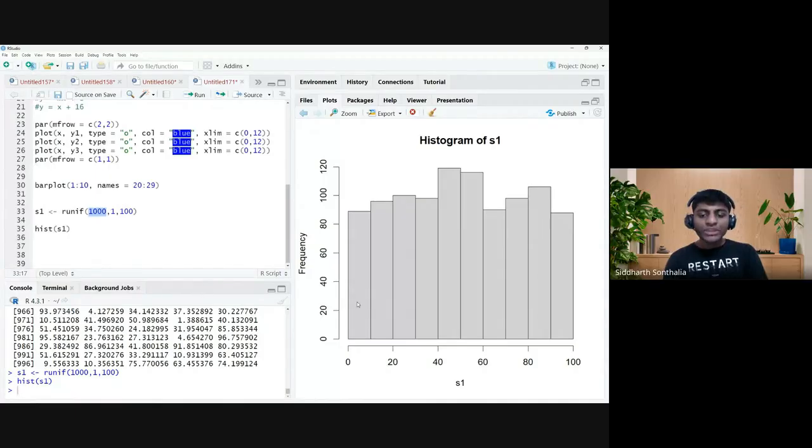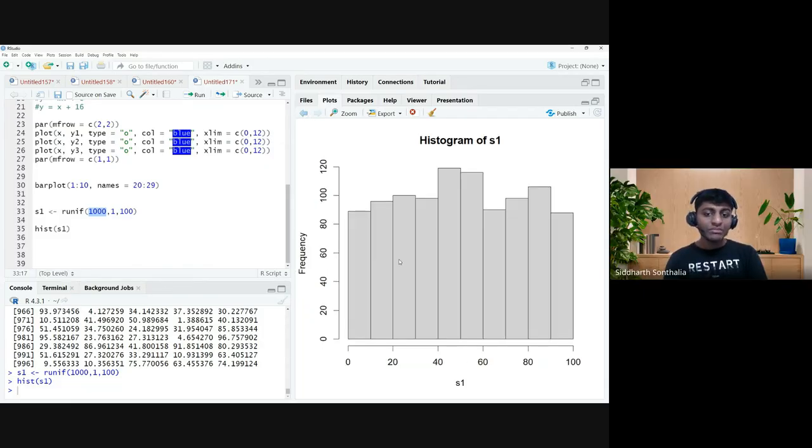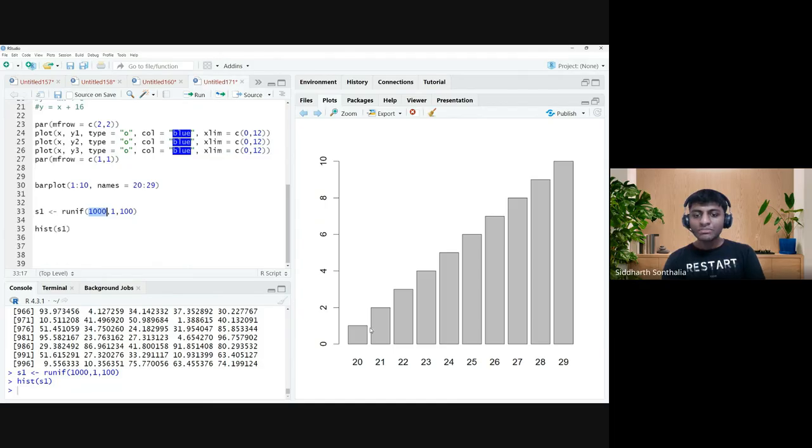Can you notice that these bars are stuck to each other? There's no space between those bars. In this case the width is the same, but I can make the width separate as well. We'll talk about that. In this other case, can you see a difference? Yes, you can see a space.